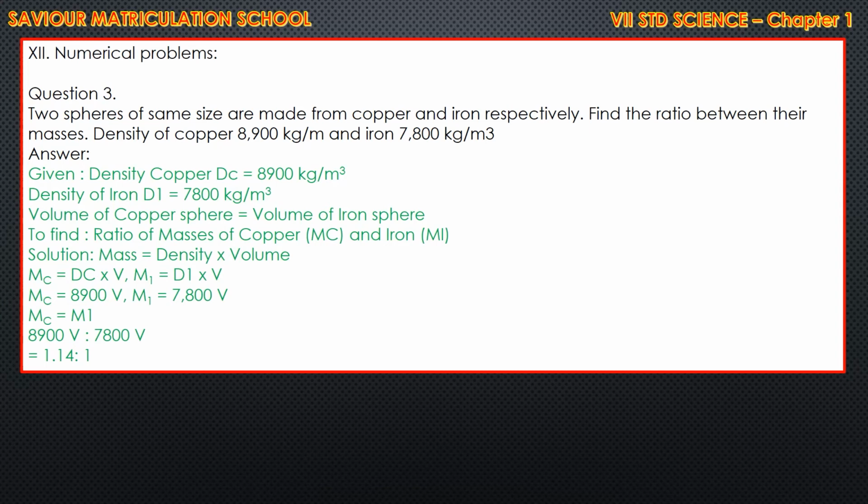And the solution: mass is equal to density into volume. Okay children, so Mc is equal to Dc into volume, density into volume, and Mi is equal to density of iron into volume. Now the mass of copper is 8900 into volume, and the mass of iron is 7800 into volume. The volumes are equal, so you have to see the ratio of 8900 to 7800, that is 1.14 is to 1.